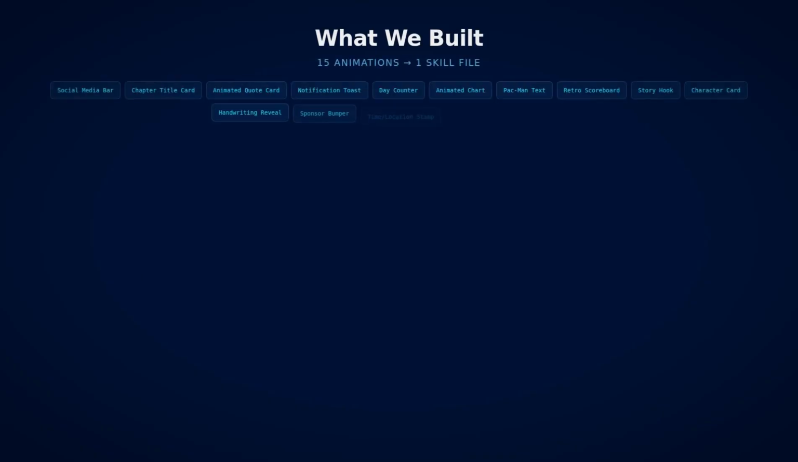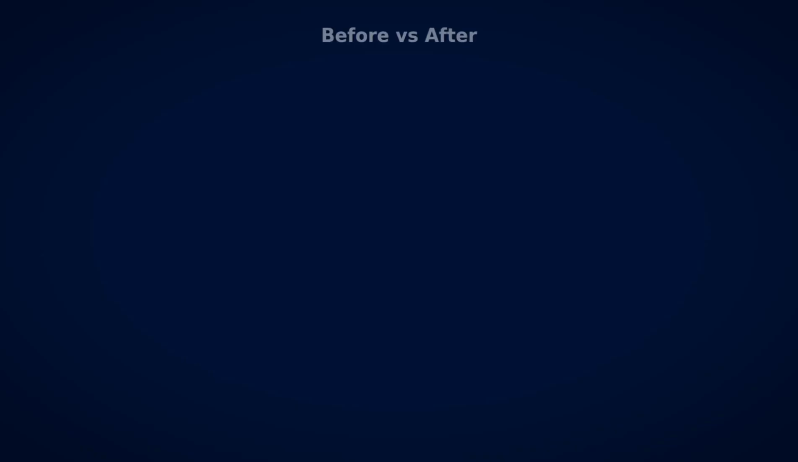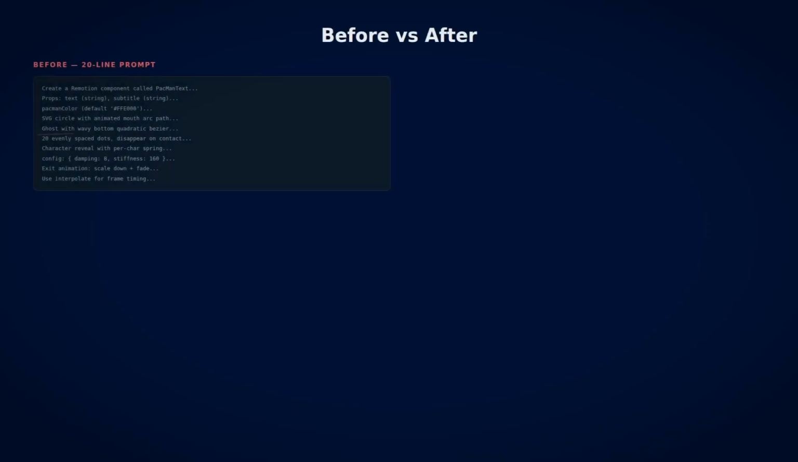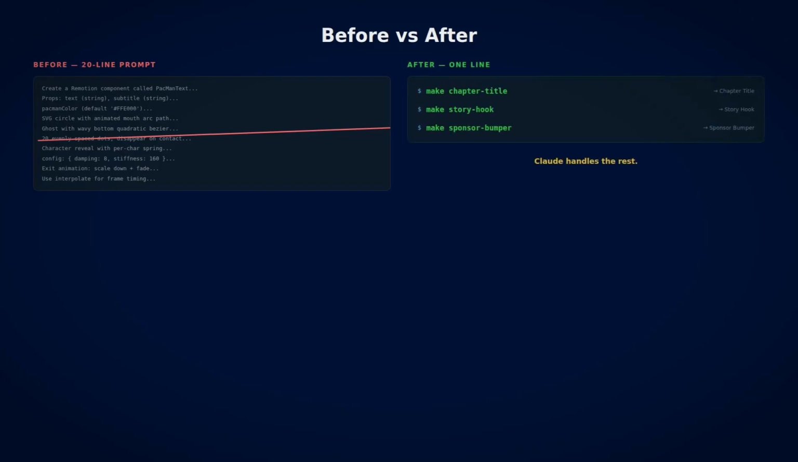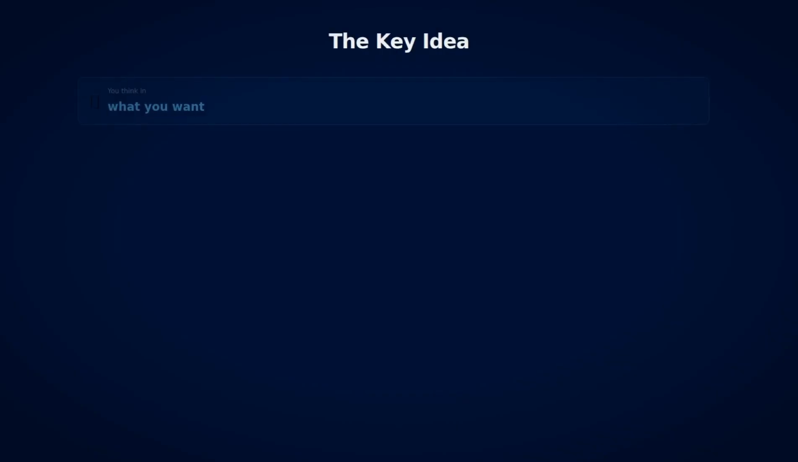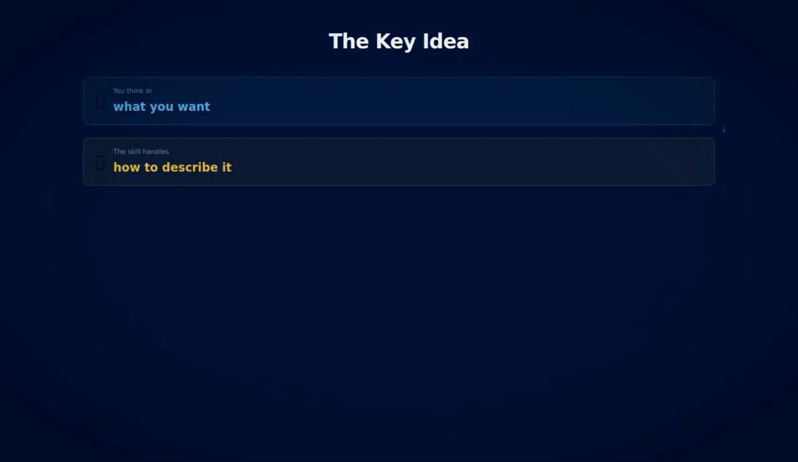Recap. We took 15 animations we already built and packaged them into a single, reusable skill. Now, instead of writing a long prompt every time, you write one line. Make chapter title. Make story hook. Make sponsor bumper. Claude handles the rest. You think in what you want. The skill handles how to describe it. Claude handles how to build it.